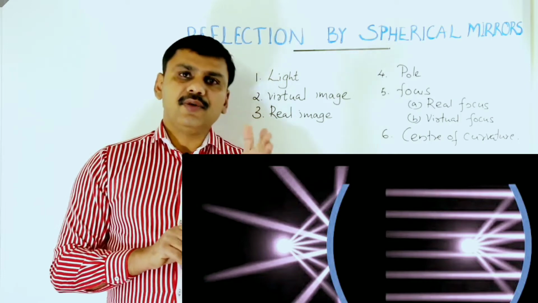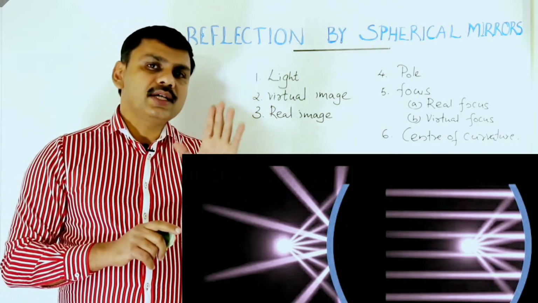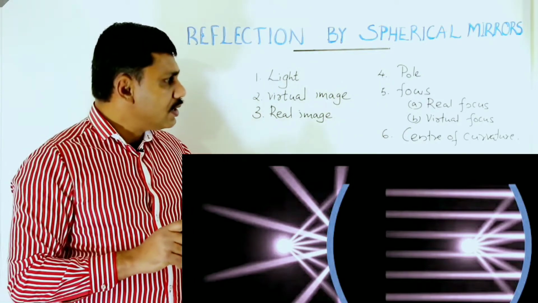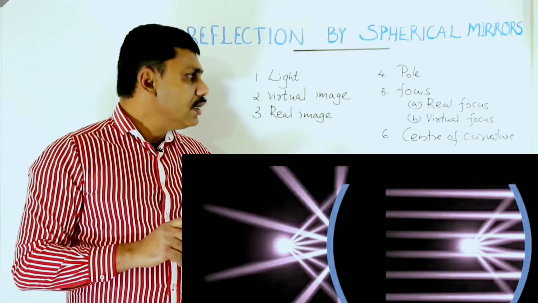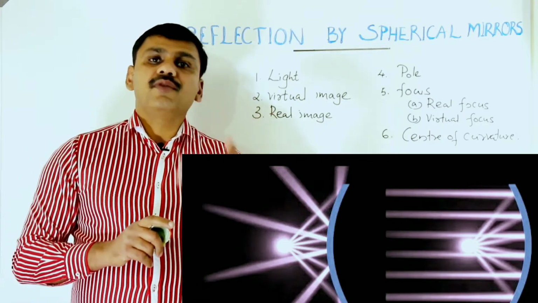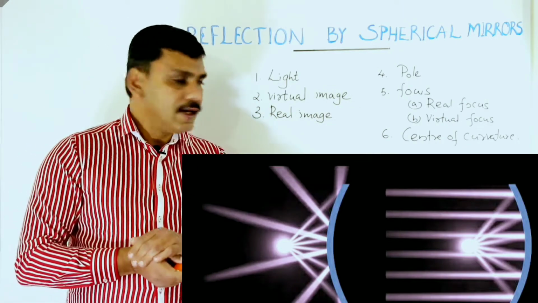That means the real focus produces a real image, and that image you can take on a screen or on a surface. So real focus is formed after converging of light rays. So real focus produces a real image.